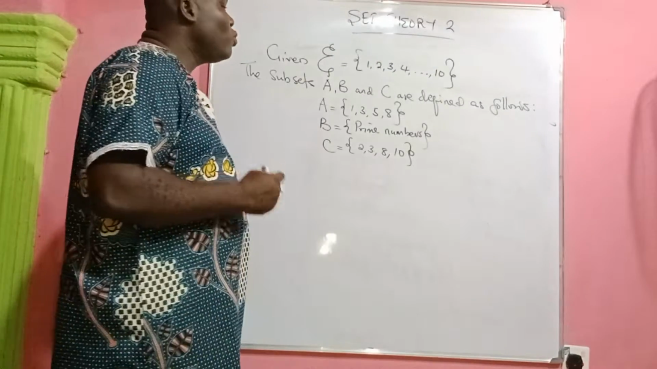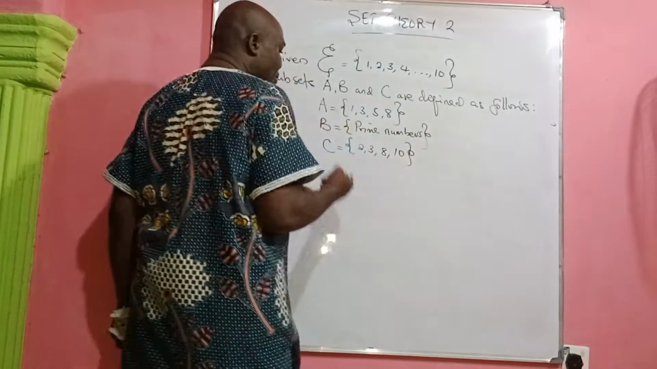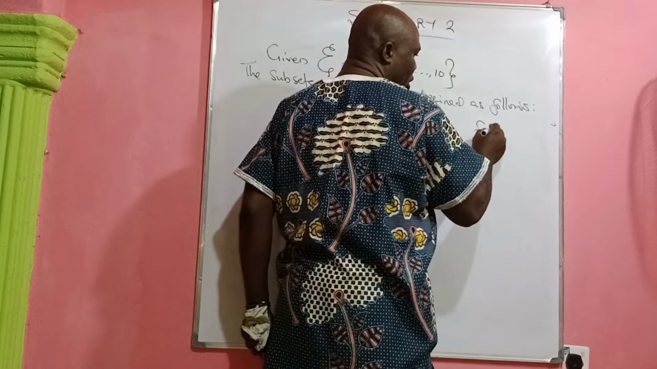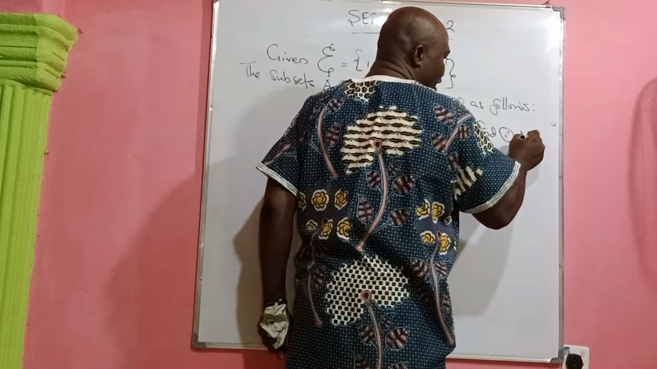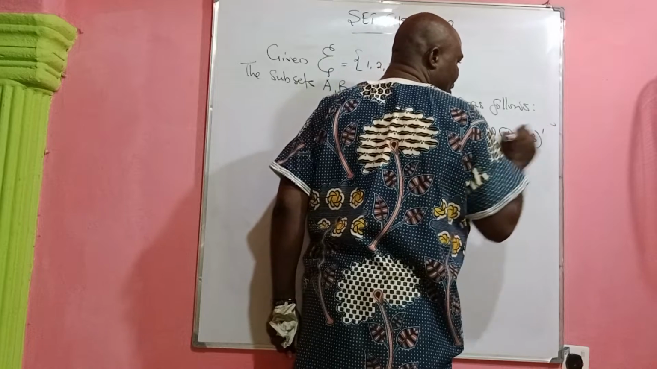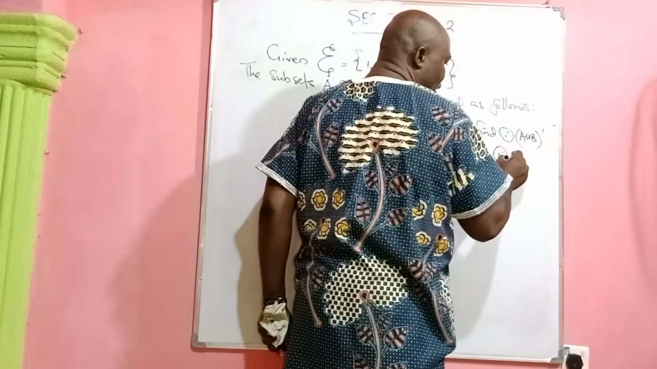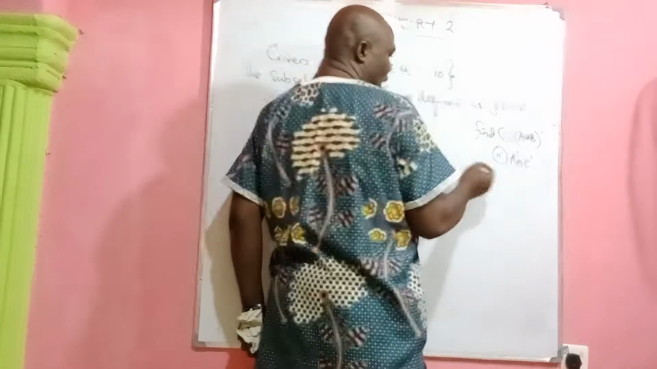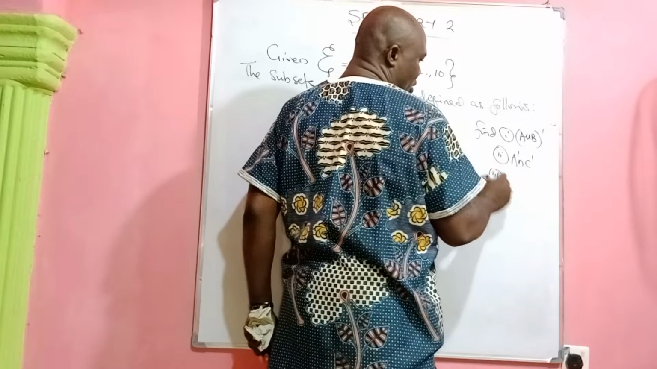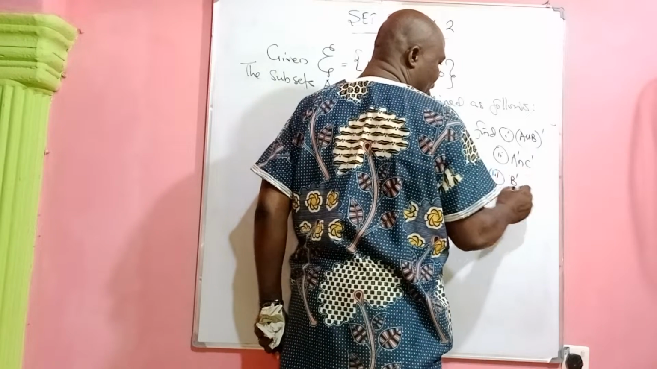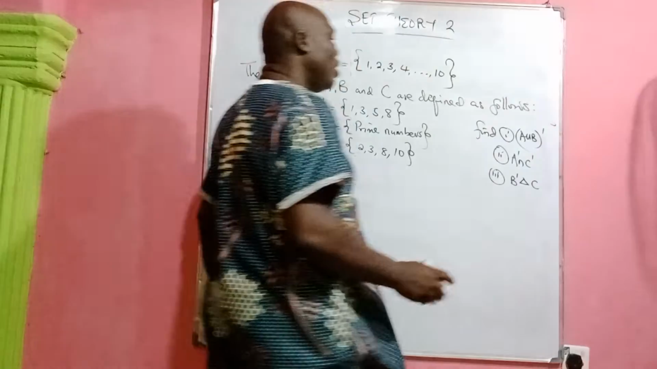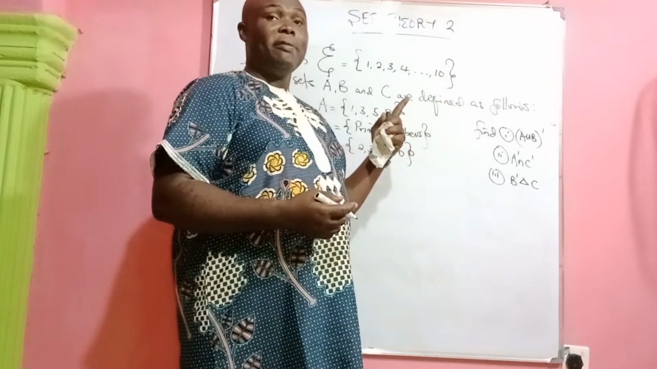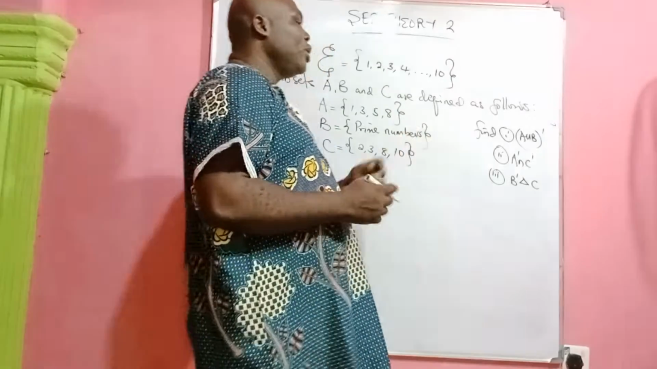Now, some certain questions might come. You might now be asked to find, for instance, A union B all complements, A complement intersection C complement, and then maybe B complement symmetric difference C. All right, you can see that this problem now contains almost everything we have done in the first aspect of set. So we are going to apply them right now.